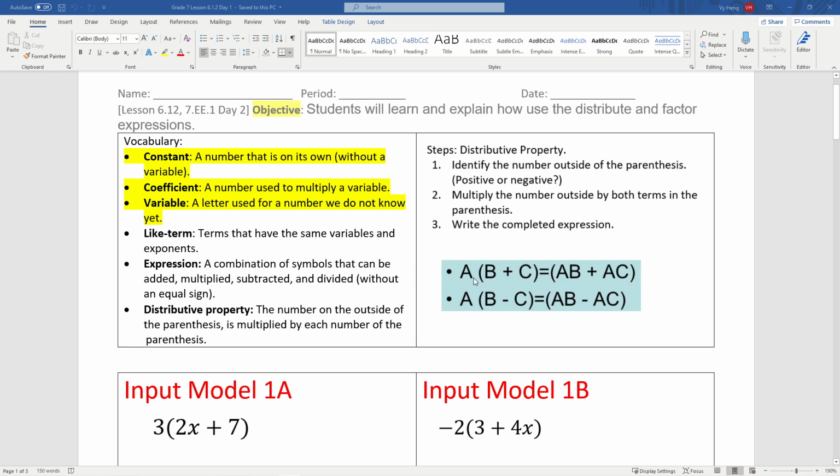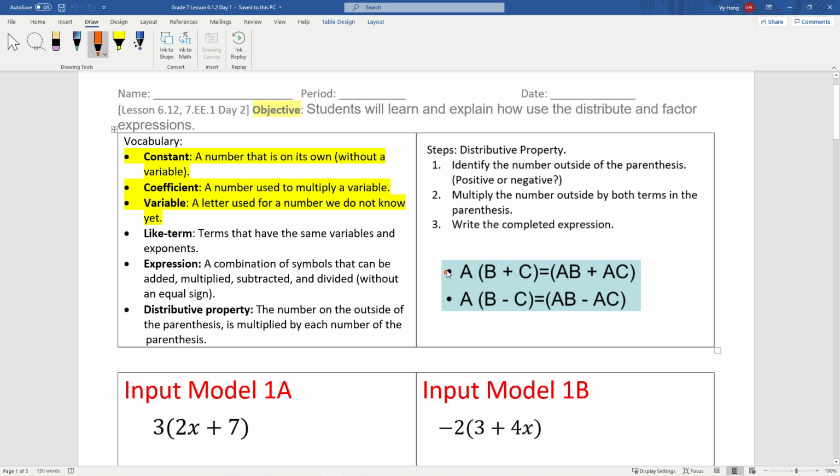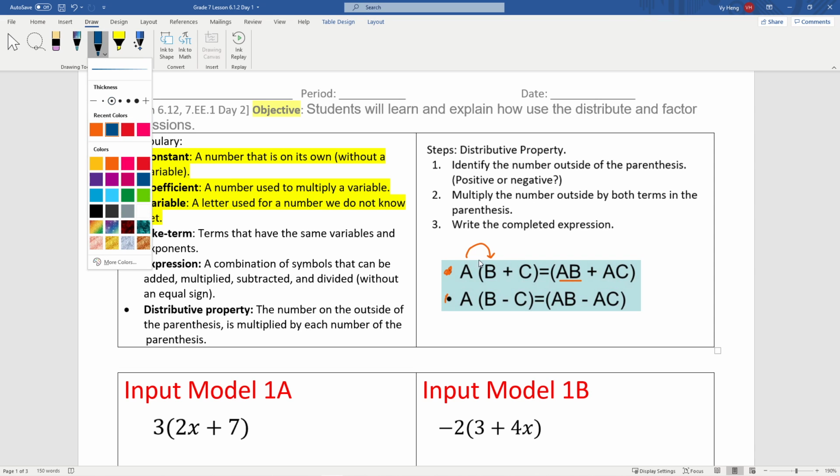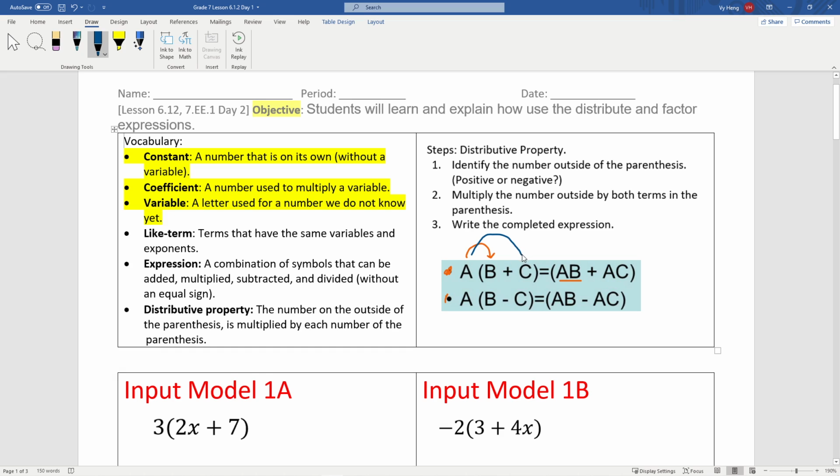If you look here, you have these two things. Let me erase this part right here. You have A(B + C) equals A times B plus A times C. This is saying that when you multiply A times B, you're going to get AB. And then when you multiply A again, because you have to distribute that outer number or outer variable, and you multiply it by C, you're going to get AC.